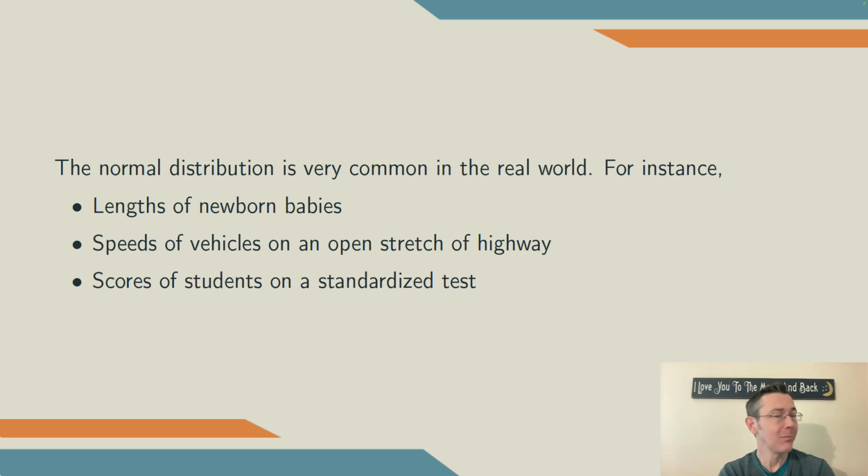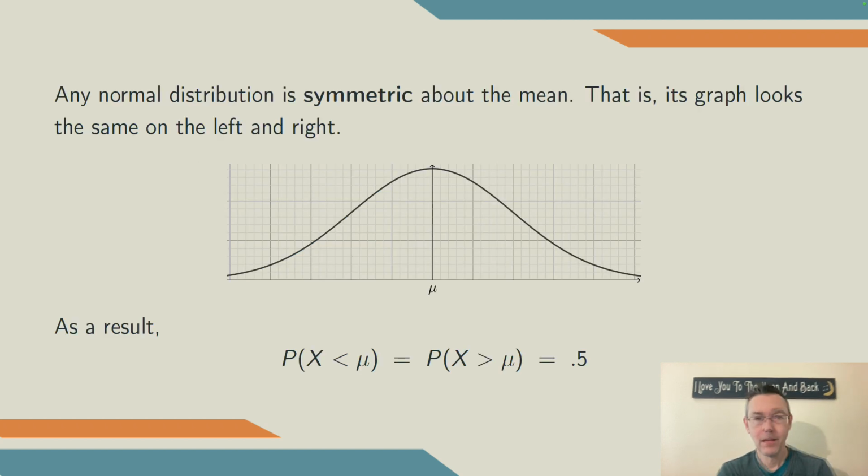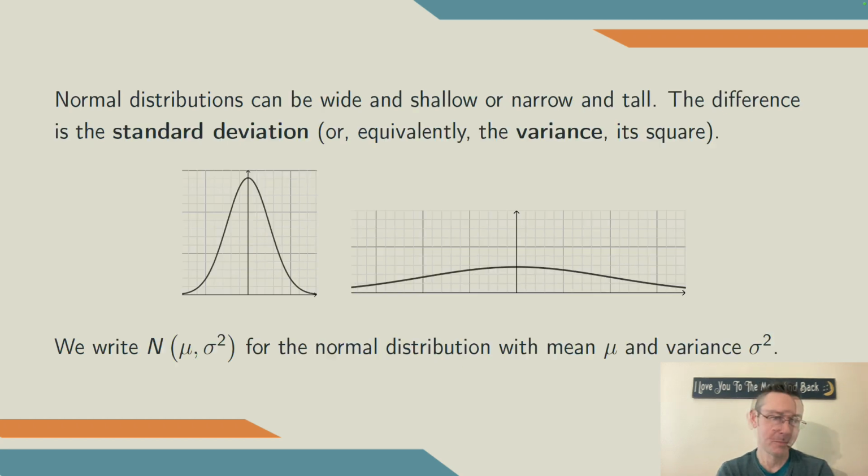So, for instance, lengths of newborn babies have an approximately normal distribution, speeds of vehicles on an open stretch of highway, scores of students on a standardized test. All of these might have normal distributions. A normal distribution is always symmetric about the mean. In other words, its graph looks the same on the left and on the right. The probability of getting a result less than the mean is 50%, and the probability of getting a result greater than the mean is 50%.